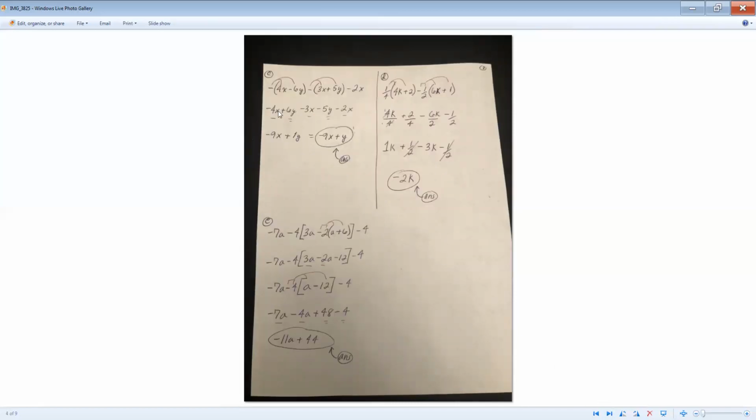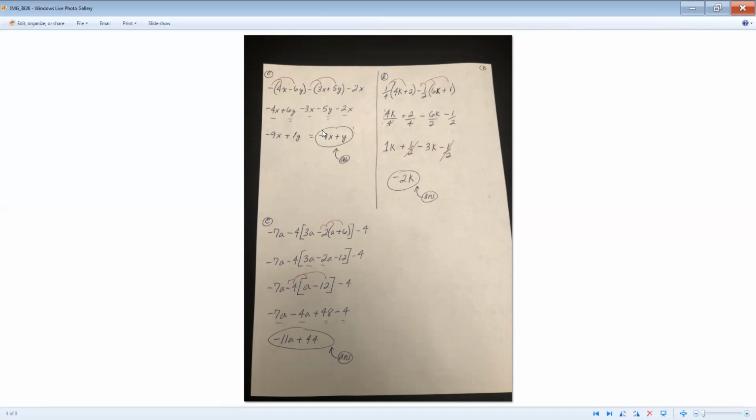Okay, a few more examples. Here we have negative 4x minus 6y inside the parentheses, negative sitting out front, minus the quantity of 3x plus 5y minus 2x. So whenever there's something sitting out in front of parentheses, whether it was a 2 in the first problem or just a negative, it has to be distributed. So the negative goes to the 4x, which turns into negative 4x. Negative times negative 6y will turn into positive 6y. Negative times 3x is negative 3x. Negative times 5y is negative 5y.